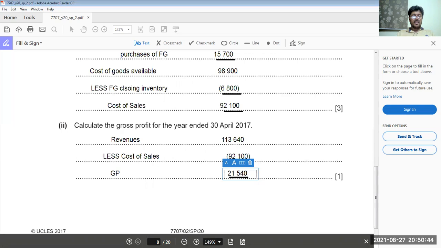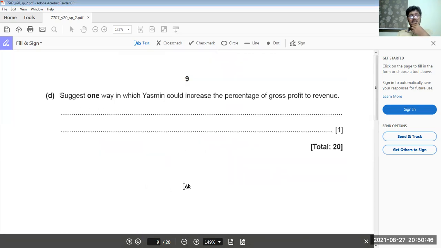Okay. Now come to the next question. Suggest one way the business could increase the percentage of gross profit to revenue. I think increasing, controlling.